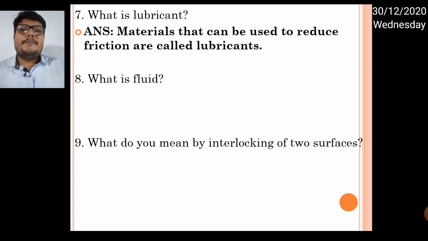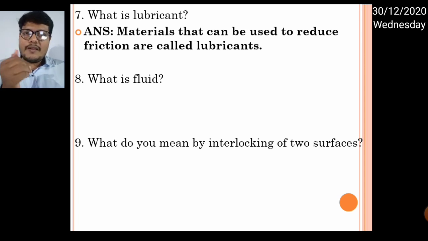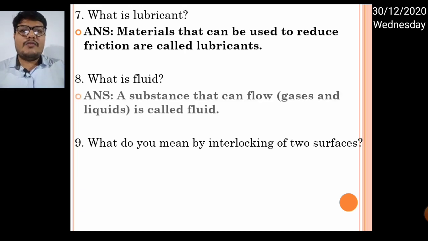Okay, see here, what is fluid? Fluid means all kinds of gases and liquids are included here. All kinds of gases and liquids are known as fluid. Or you can write, a material or substance that flows. See how to write: a substance that can flow is called fluid, all kinds of gases and liquids. Okay, see, what do you mean by interlocking of two surfaces?